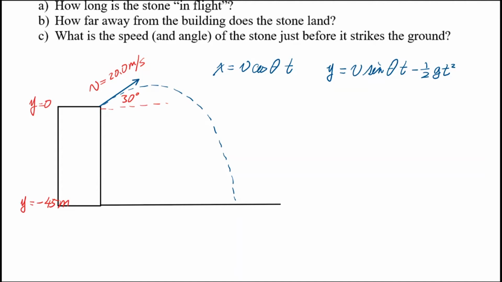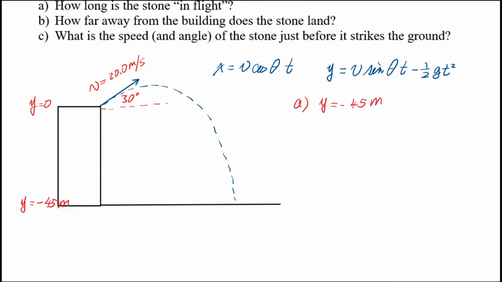Now we'll answer the question. Although I have these numbers worked out already, try to have a calculator standing by. Let's do part A: how long does it stay in flight, meaning in the air, right? So on the ground, y is equal to -45. So we substitute y equal to -45 meters.